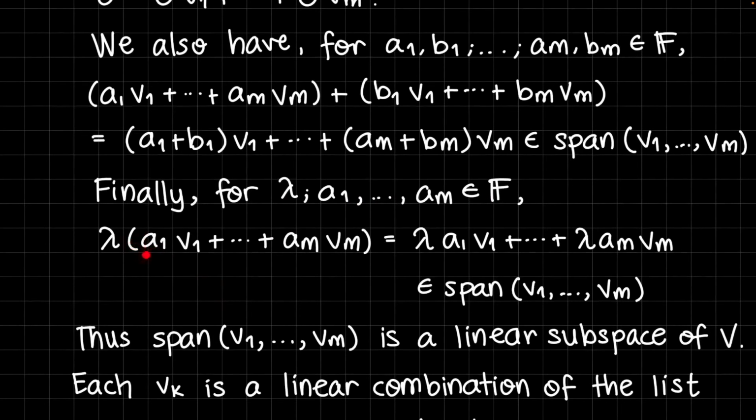So if you multiply by lambda an element of the span, a1 v1 plus ... plus am vm, you can distribute lambda over each term in the sum. So lambda a1 v1 plus ... plus lambda am vm. Lambda times a1 is another element of the field. A field is closed under the field multiplication. So lambda a1 is some other field scalar. Lambda am likewise is some other field scalar. And that means this is again in the span of v1 through vm.